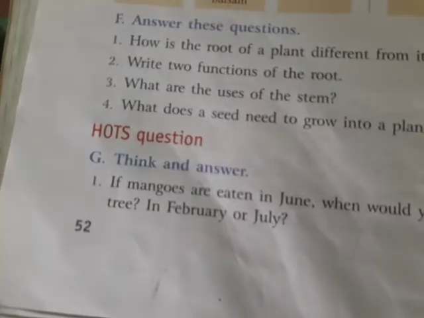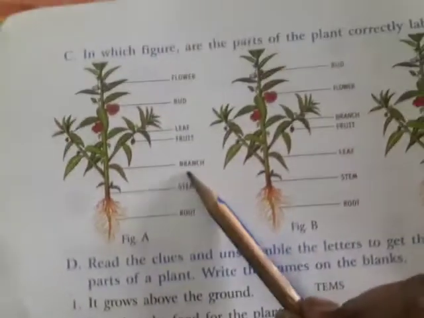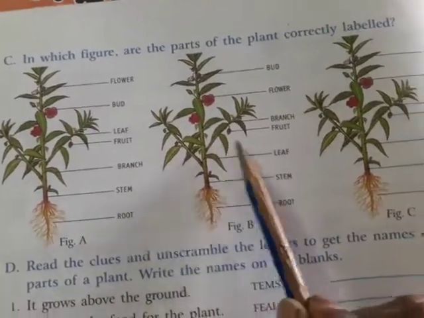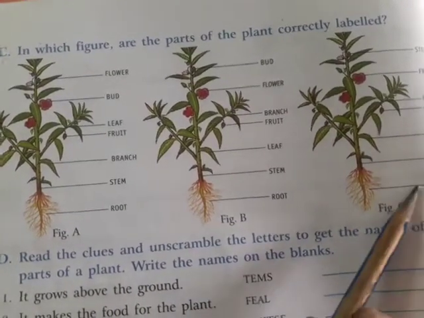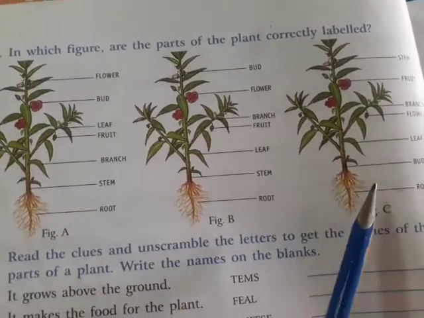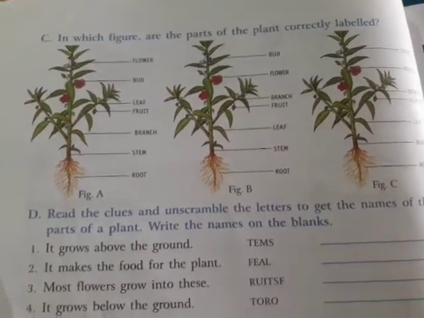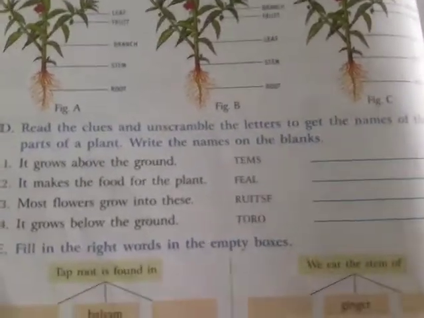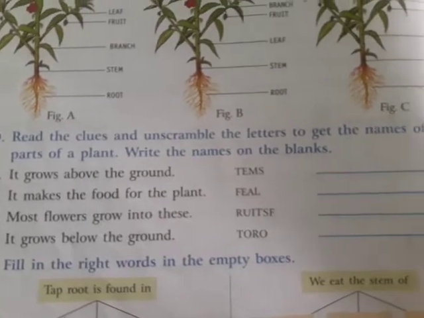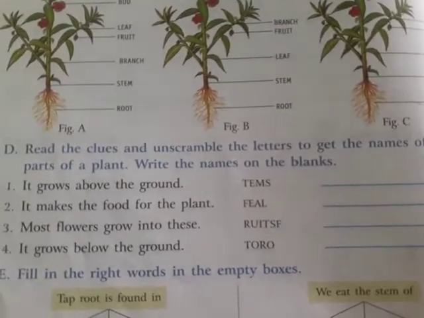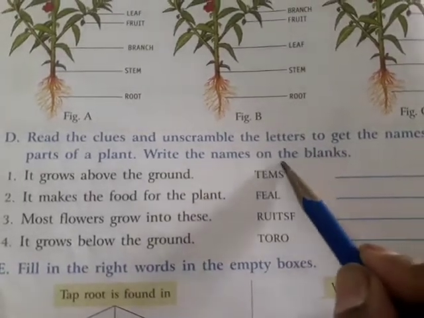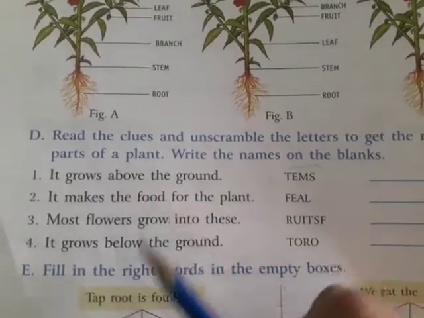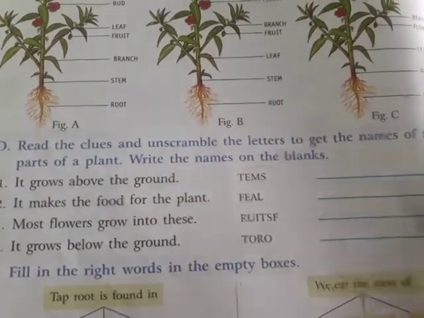Next, page number 52. In which figure are the parts of the plant correctly labeled? You can read and tick which one is the correctly labeled plant: figure A, figure B, figure C. Next, read the clues and unscramble the letters to get the names of the parts of a plant. Write the names on the blanks. Here are some clues, unscramble the words. Read these statements and write the correct word here.